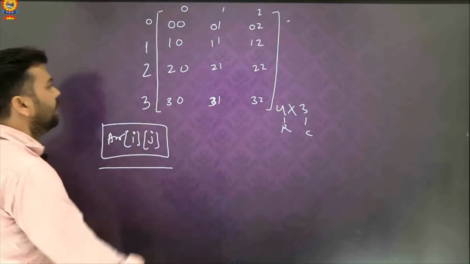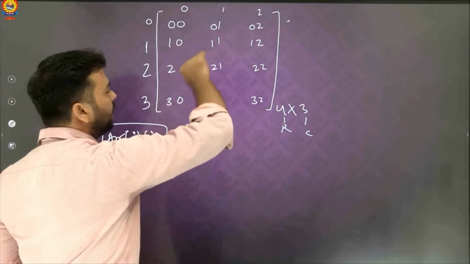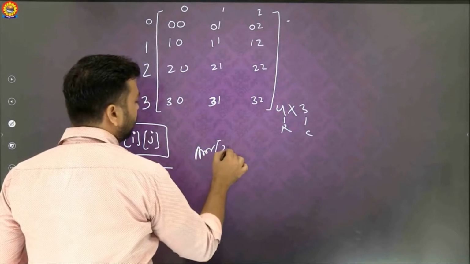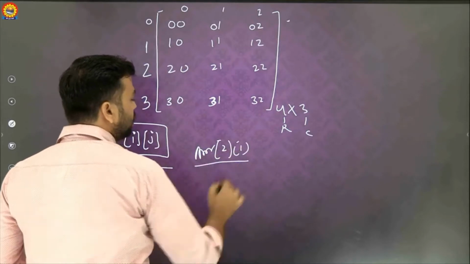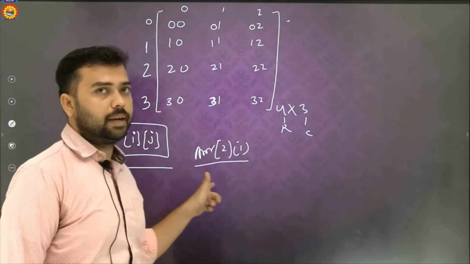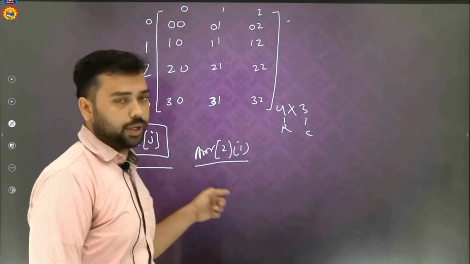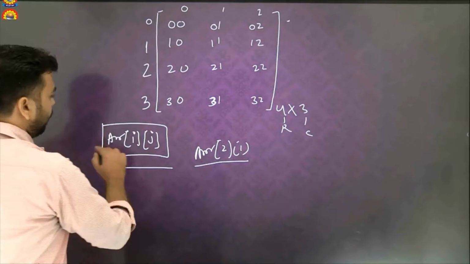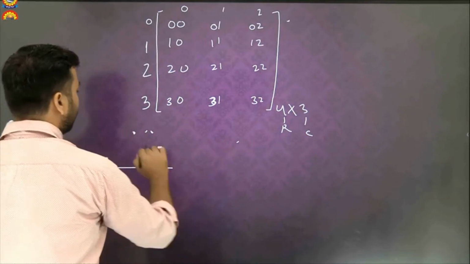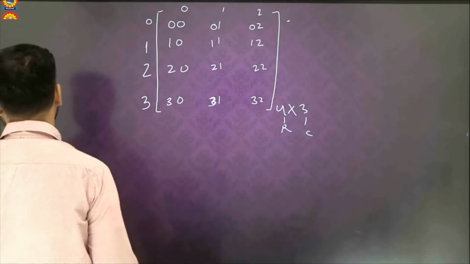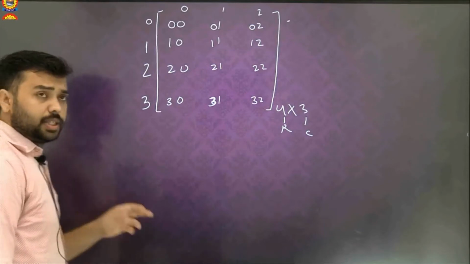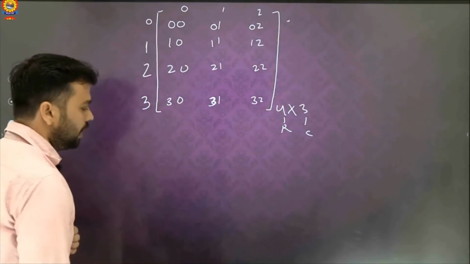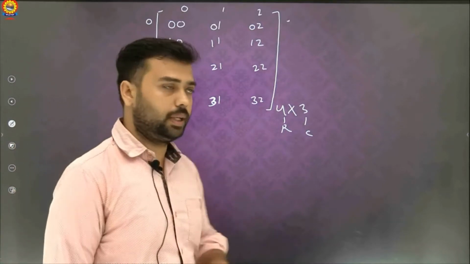Now, for any element, somebody asks what is the address of array of 2,1. How can we calculate this address? That we are going to discuss. First of all, we need to know how we store the values. Suppose we store the values in row measure. Row measure means we first of all store row number 0. Let me store the values.